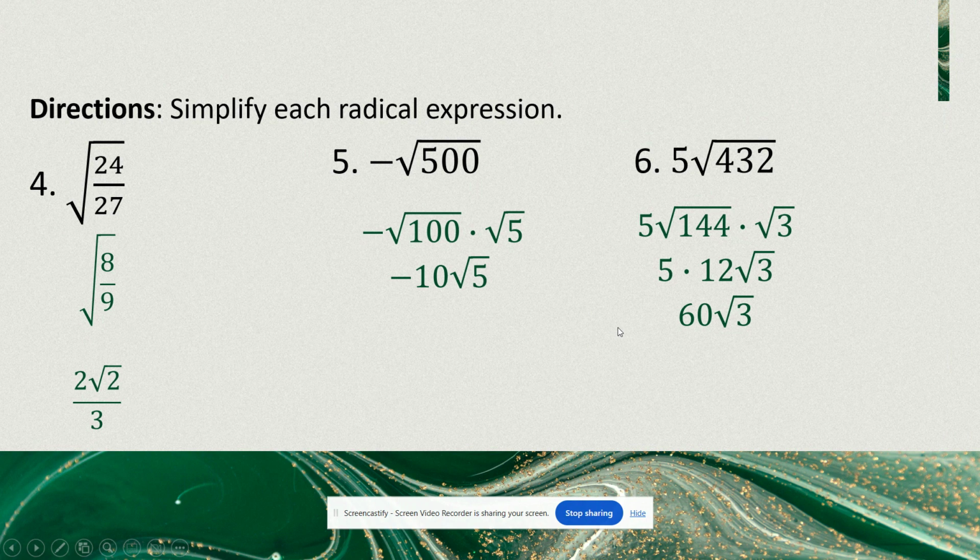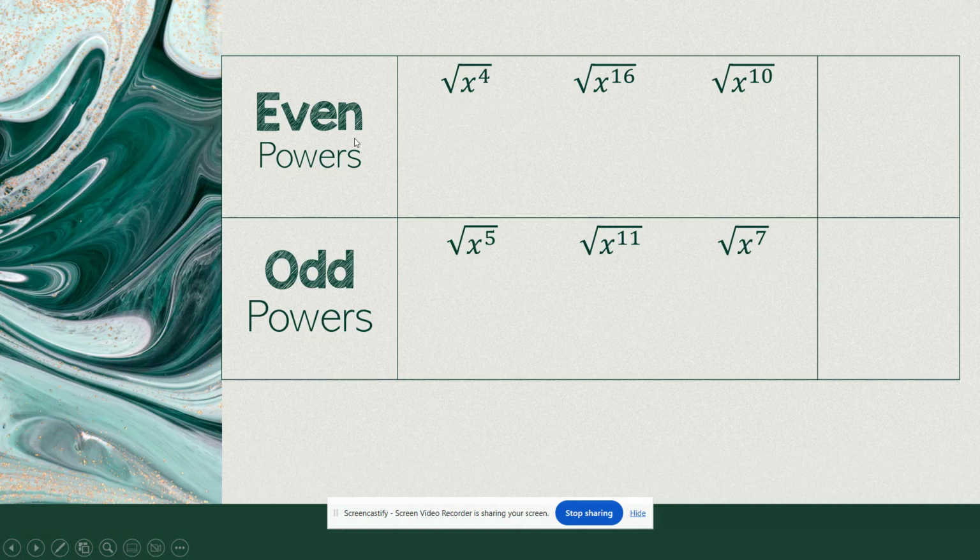It's going to be simplifying variables that are underneath a radical. Okay, so let's take a look at that now. The even powers means that a variable is raised to an even number. These are the really nice ones to deal with when it comes to variables and radicals. For instance, x to the fourth, I need to ask myself, what times itself twice would give me x to the fourth? Well, x squared would.